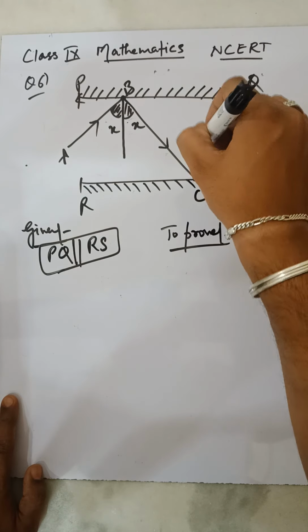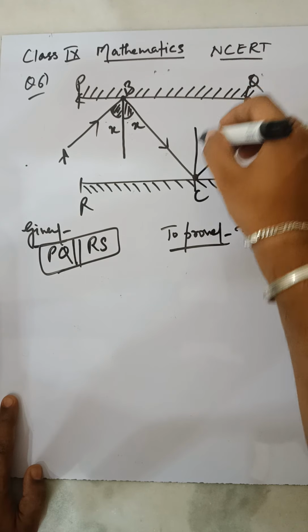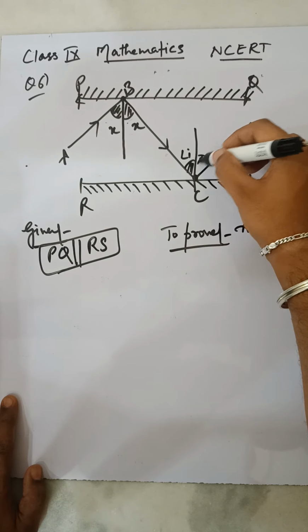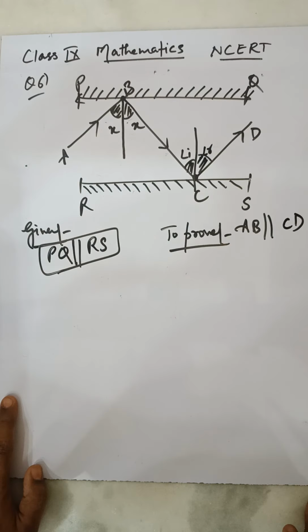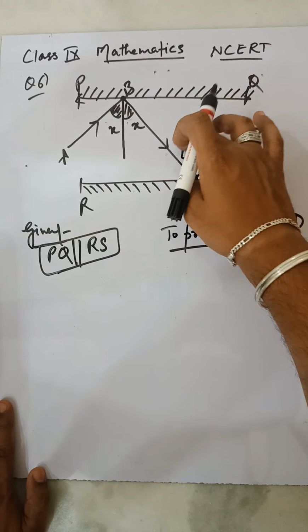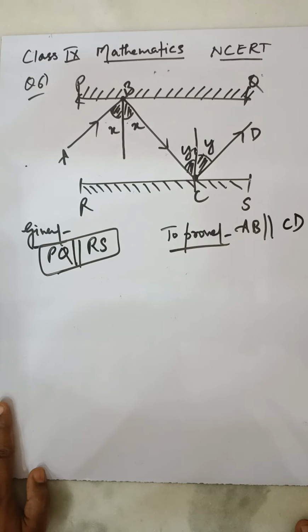BC is incident on this mirror at point C. So a normal can be drawn, and this angle would be the angle of incidence and this angle would be the angle of reflection. According to laws of reflection, the incidence angle and reflection angle are both equal. Therefore we can name these two angles as y. It's clear.